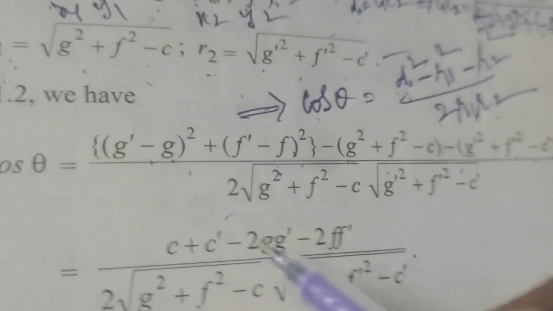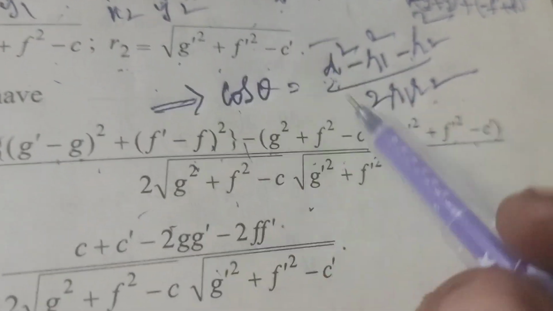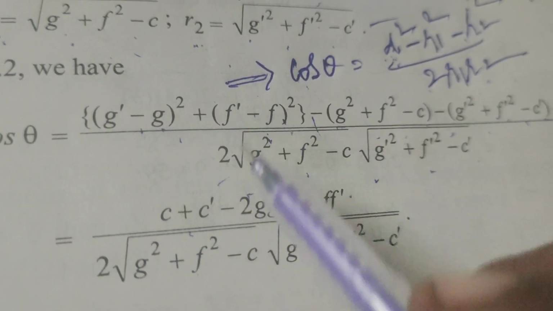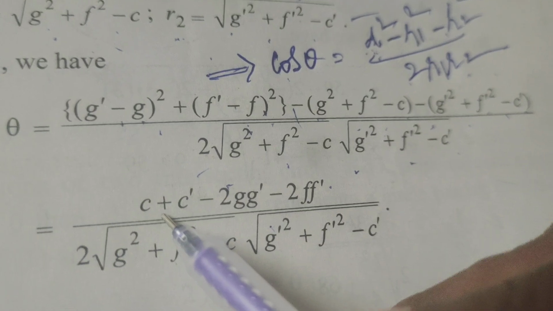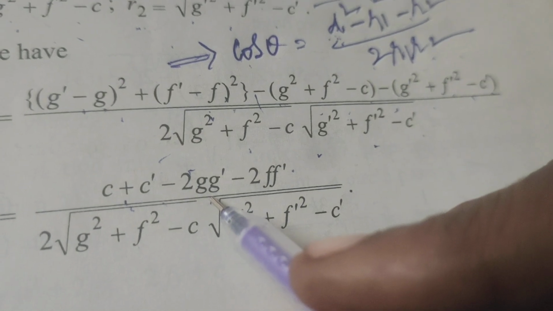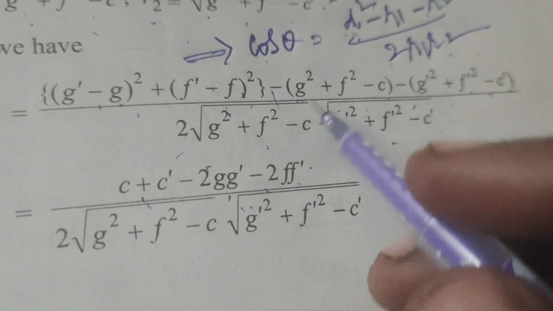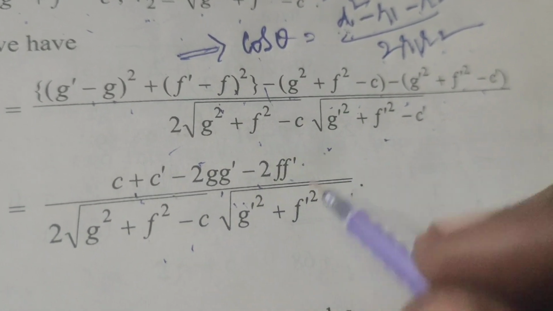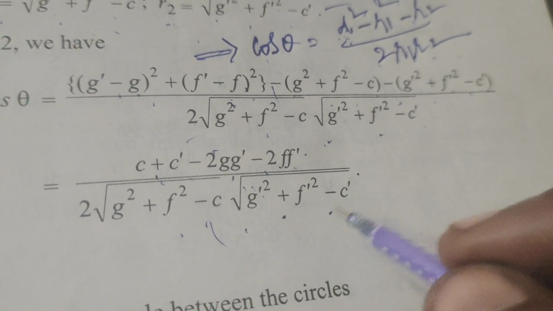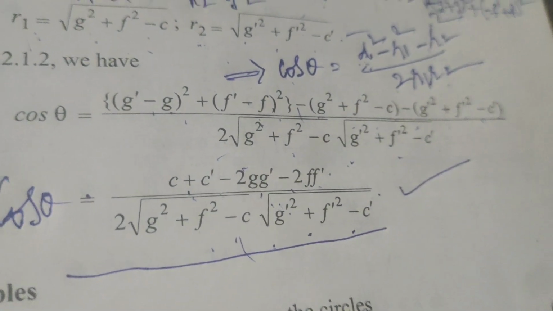In the denominator, 2 into r1, which is root of g square plus f square minus c, into r2, which is root of g' square plus f' square minus c'. Simplifying, this is c plus c' minus 2 g into g' minus 2 f into f', by 2 root of g square plus f square minus c, root of g' square plus f' square minus c'. So we get cos theta. Okay, thank you.